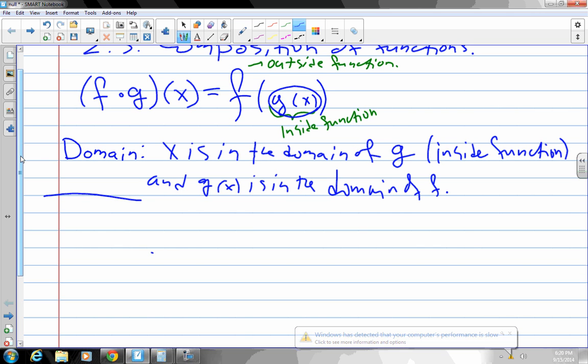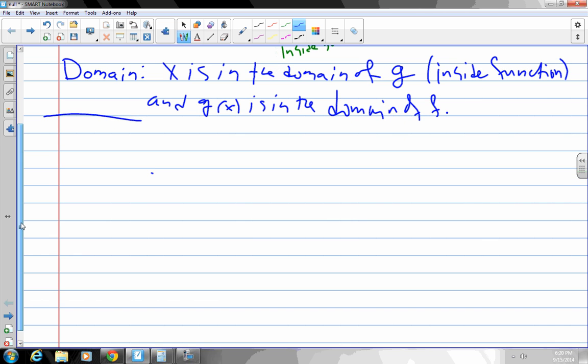But again, not a deal breaker at all. If you have no idea how to find the domain of a composition, you'll still be able to pass the homework and quizzes, and I won't ask you that on the exam. It's a little silly thing. So let me do a simple example. Here's f of x equals x squared, and g of x equals x plus 1.